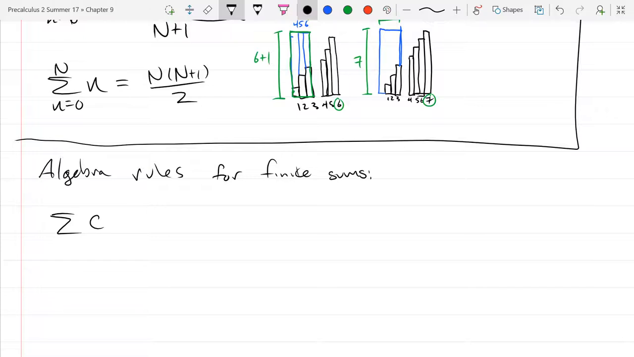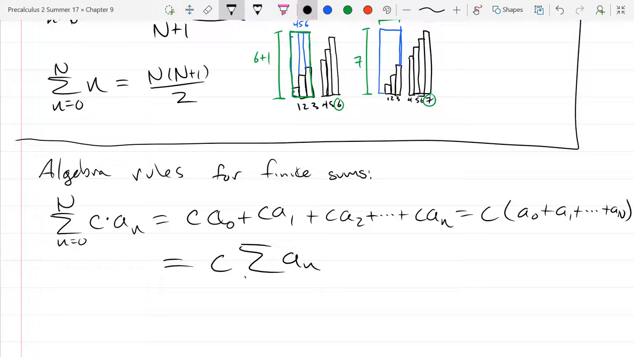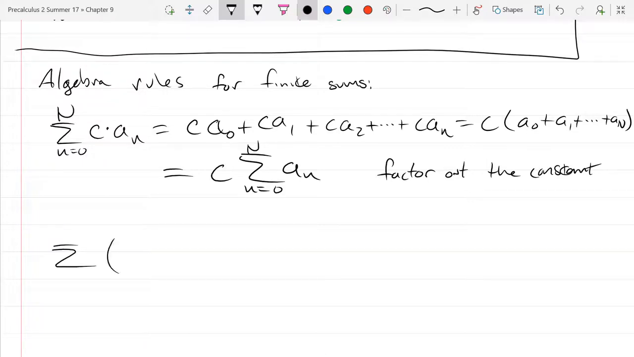So if we have a constant times a n, and it doesn't even matter about the endpoints, but what you can do is factor this out. So this is C A0 plus C A1, C A2, C An. All right, obviously we can factor the C out. And written in summation notation, this looks like C times the summation. So this is what I call factoring out a constant. And the last rule that'll be helpful.